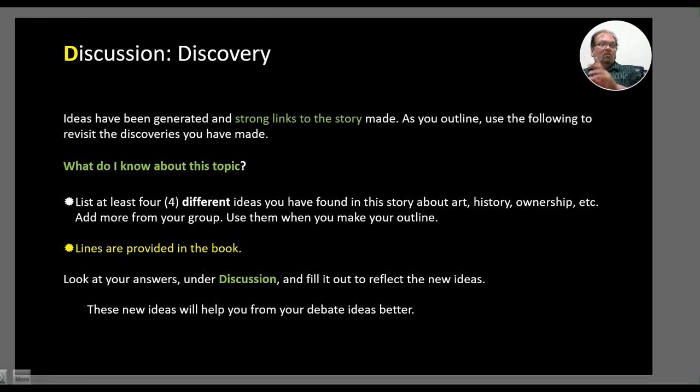So list 4 ideas you have found in this story about art. History, ownership, and so on. At least 4. Ask your group, and maybe you can have 1 from each, and you can have 2 or 3 from each. Lines are provided in the book. Look at your answers under discussion and fill out and reflect the ideas. These new ideas will help you form your detailed ideas better.